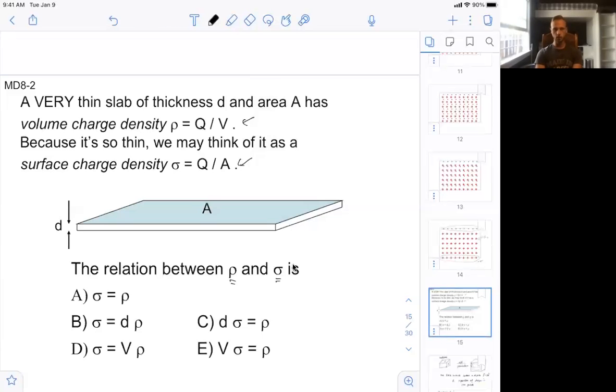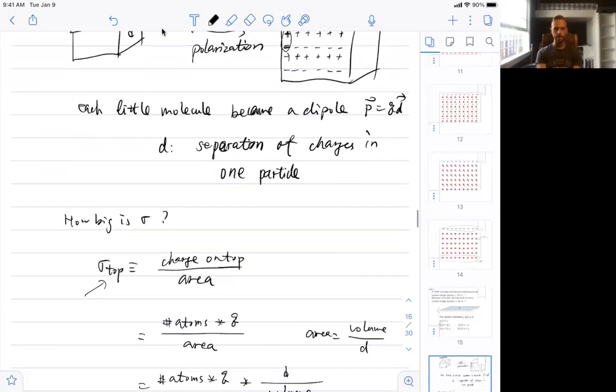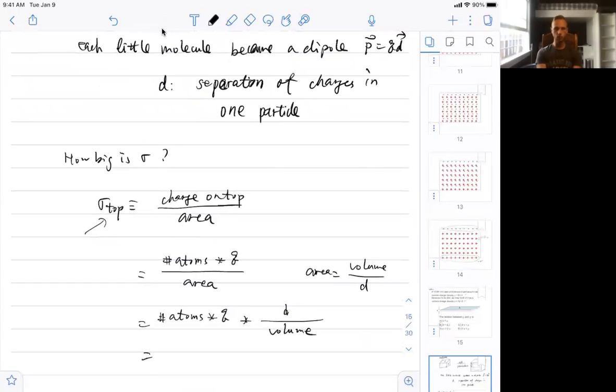Yes, so choice B is correct. Very good. You can see that if you divide V by A, you simply get the thickness of the slab, which is D, right? So you can relate sigma and rho together like this. So you can see that sigma is rho times D. You can also see from a previous derivation that the total number of atoms times Q is your total charge, Q total. So Q divided by volume is simply your density rho. So sigma is rho times D.